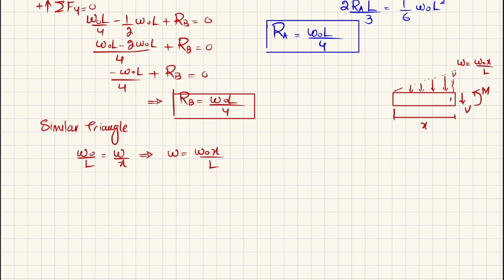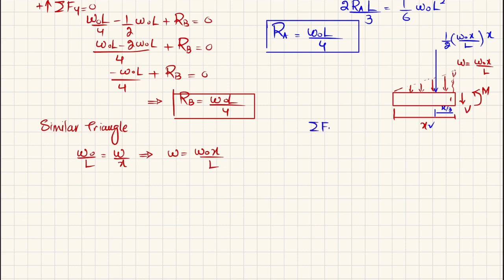Now when you convert this triangular load into a point load or concentrated load, it will be equal to 1 over 2 times this load, which is W naught X over L, and the length over which it acts, that length is X. It will be acting at a distance of X by 3 from this point 1. Now we'll find this V and moment by using equations of equilibrium.